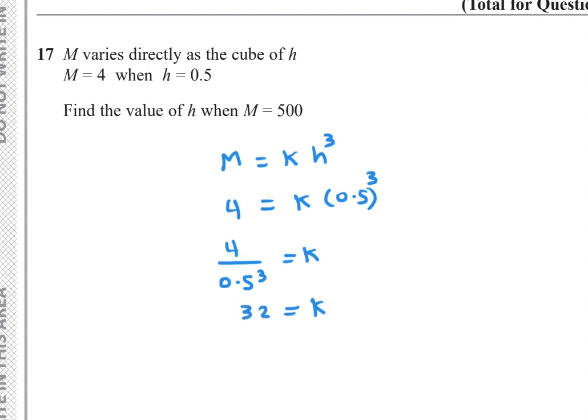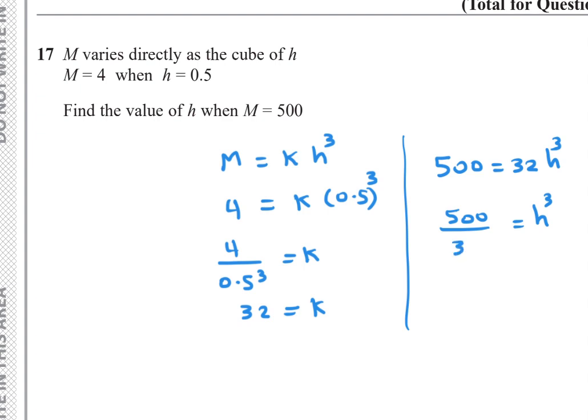So k equals 32. Now we need to find h when m equals 500. So 500 equals 32 h power 3. So h power 3 equals 500 over 32. So h equals the cube root of 500 over 32, which equals 2.5. So h equals 2.5.